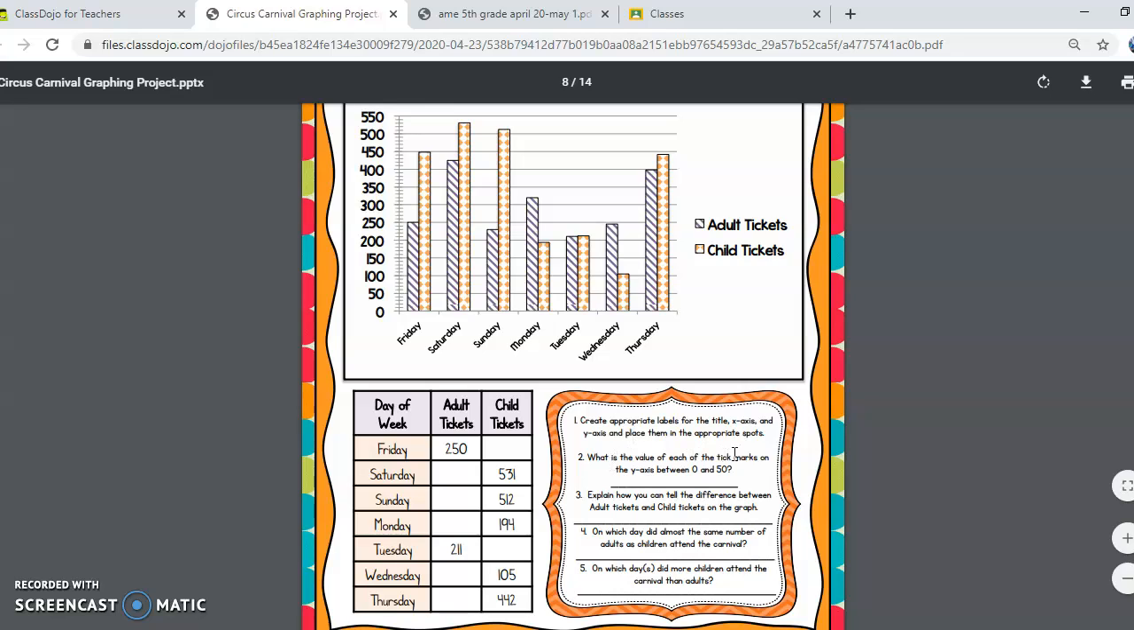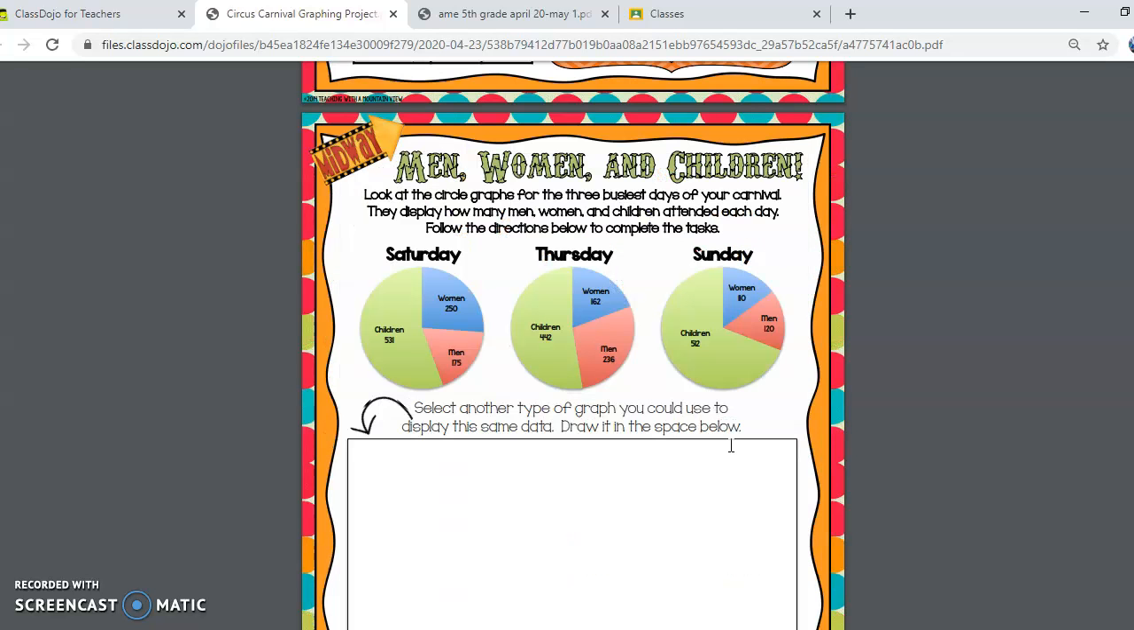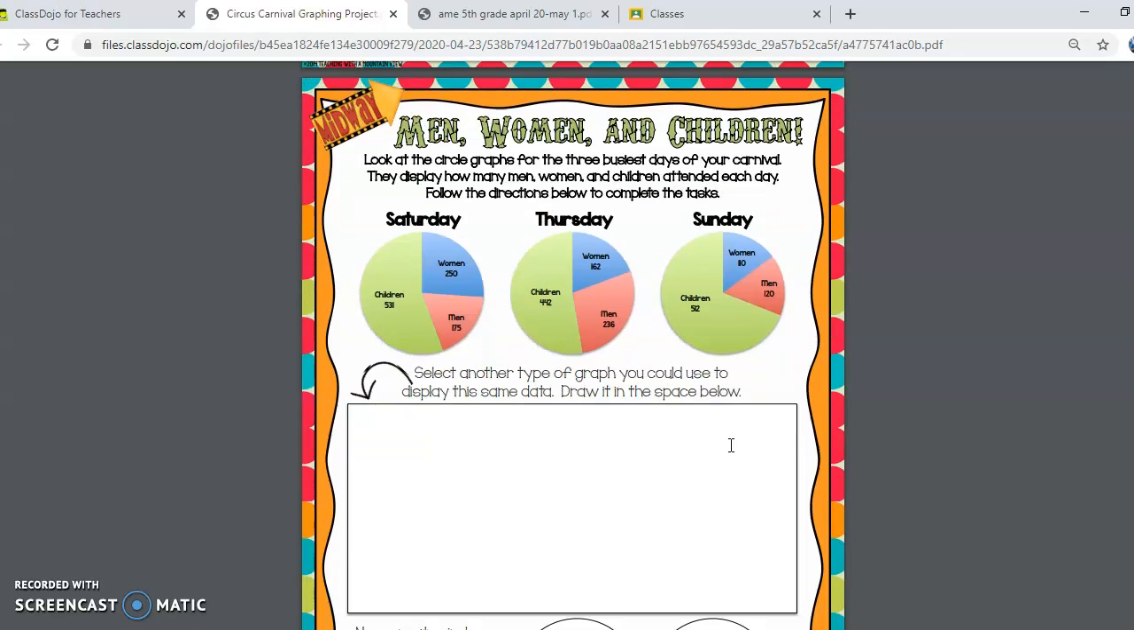Then here, what's the value of each of the tick marks on the y-axis between 0 and 50? So you need to tell me what each of these means. Is it 5? Is it 10? Whatever. Okay? Explain how you can tell the difference between adult tickets and child tickets on the graph. Okay? On which day did almost the same number of adults as children attend the carnival? And then on which days did more children attend the carnival than adults? Okay? Then let me think. I think this is Thursday.